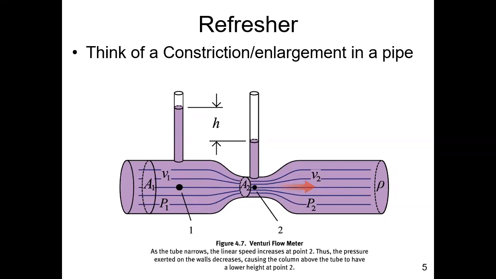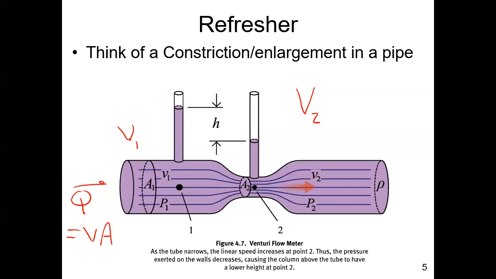And again, what's happening is we have a large cross-section A1, followed by a smaller cross-section A2. And we know from continuity, if the discharge is constant, that V1, the velocity at A1, is going to be much less than V2. That's from continuity. Q is equal to VA.